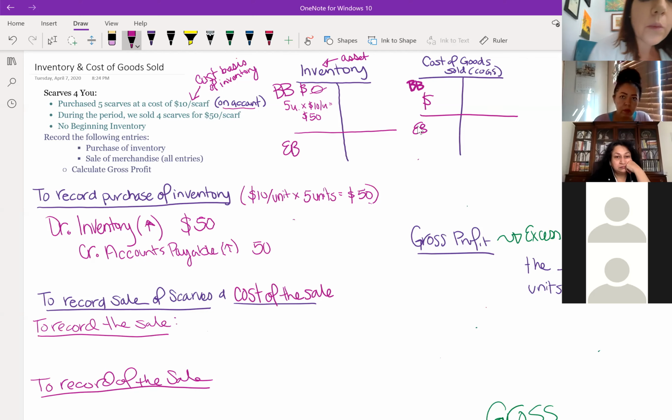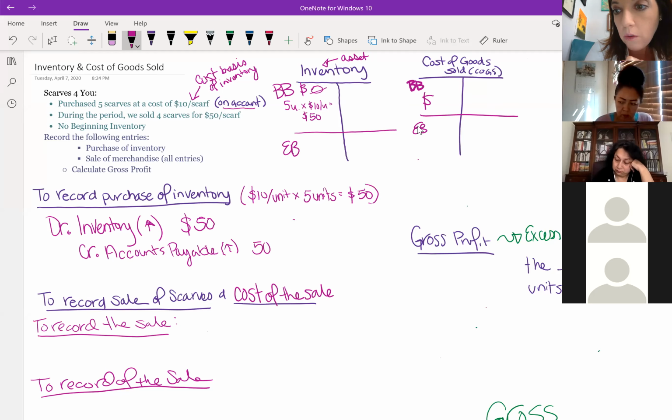During the period, we sold 4 scarves for $50 per scarf. So we're going to have 2 different journal entries to record that sale. One to record the actual sale and the other to record the cost of that sale, right? Matching that expense with the revenue that was generated from having those goods available to be sold during the period.